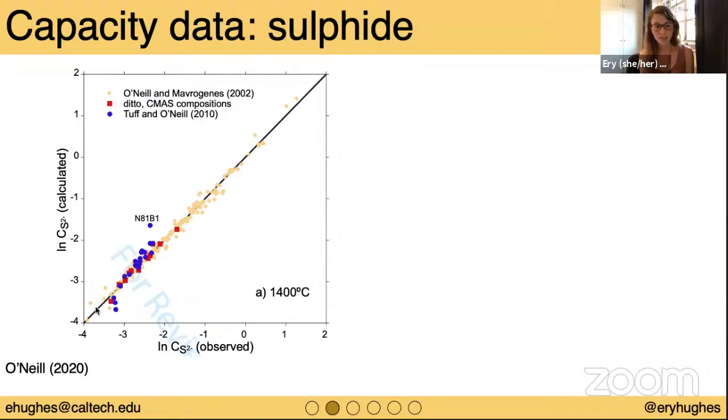On the other hand, the sulfide capacity is poorly calibrated for the effects of pressure and water. This is because most of the experiments used are done at 1 atmosphere, where you get really good control of oxygen and sulfur fugacity, which you need to calculate the sulfide capacity. So in the future, it'd be great to have better calibrations to include the effect of pressure and water.